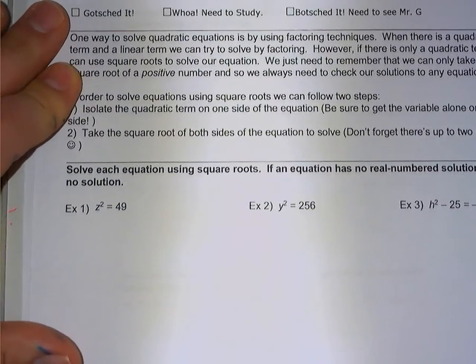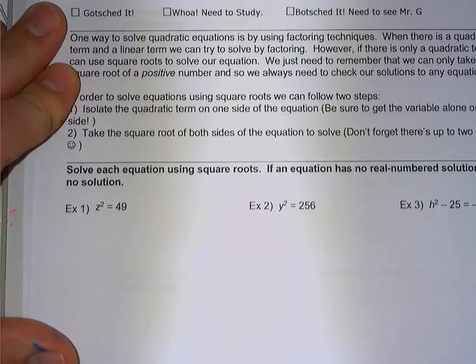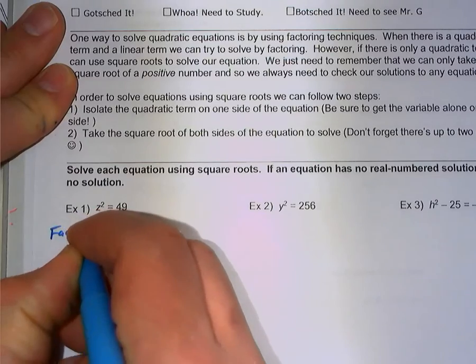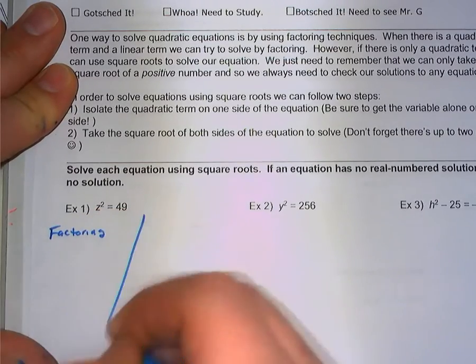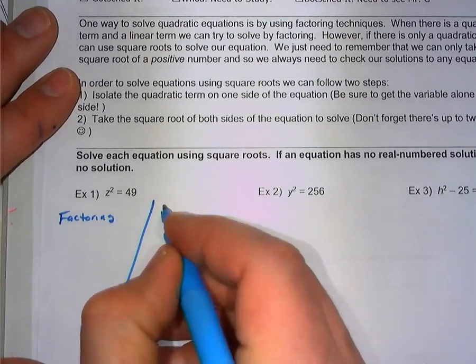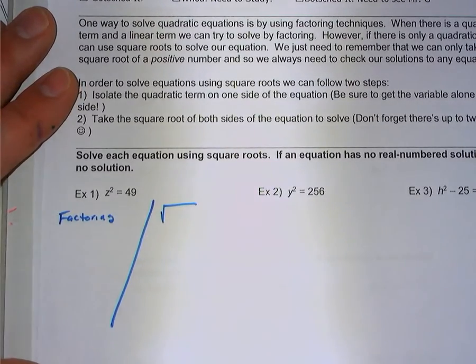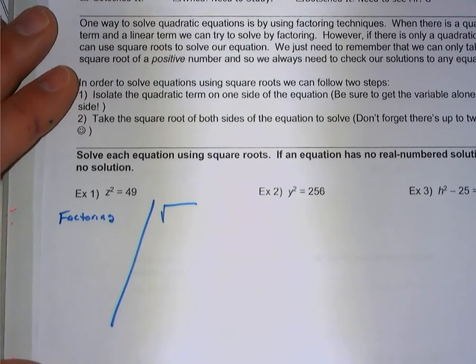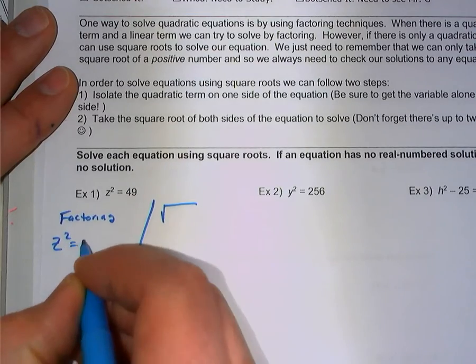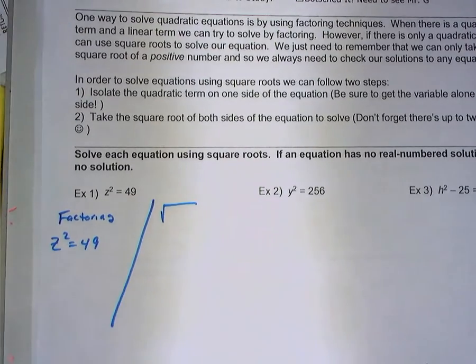I'm going to show you 2 ways to do number 1. So the old way, using factoring, what we just learned, we'll do on the left. And now the new way, the square root way, is the new way for this one. Okay. So first off, I got z squared equals 49. Using factoring. So from the last lesson, what did we just learn to do?